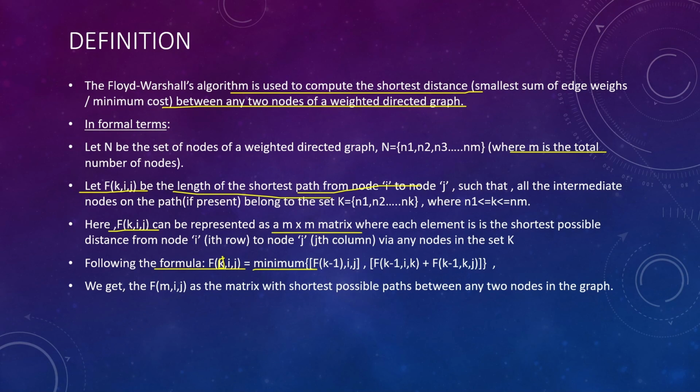Then the final matrix F_m[i][j] is the matrix which contains the shortest path between all pairs of nodes. Do not worry yet if you don't understand this mathematical definition. My friend here will explain a theoretical example and hopefully everything will be clear.